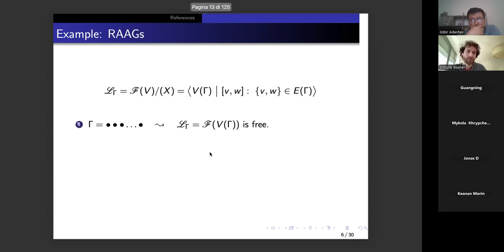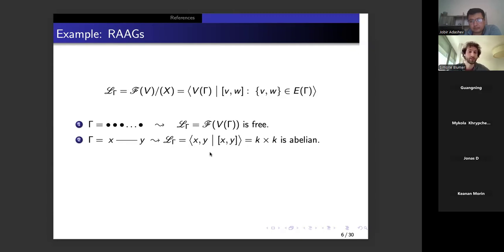Okay, let's see some easy and concrete examples. So if gamma is a discrete graph, so it has no edges, then of course the associated Lie algebra is free. It has no relation. And on the opposite side, if the graph is a single edge, then the Lie algebra is abelian of rank 2, because you have two generators that must commute, because the corresponding vertices are adjacent in the graph.